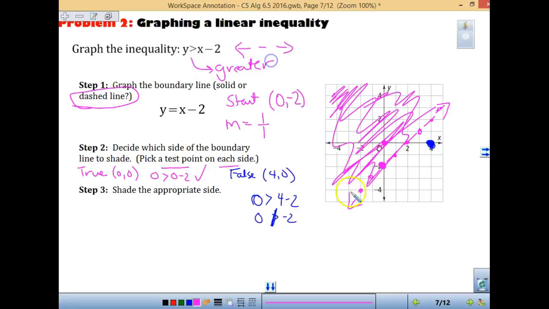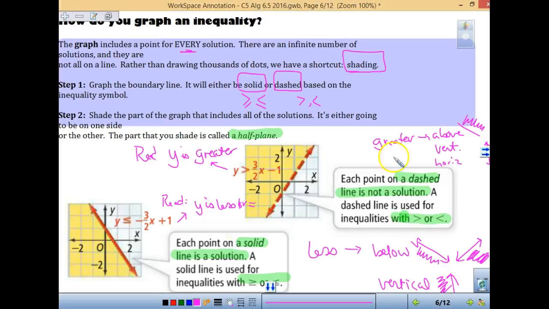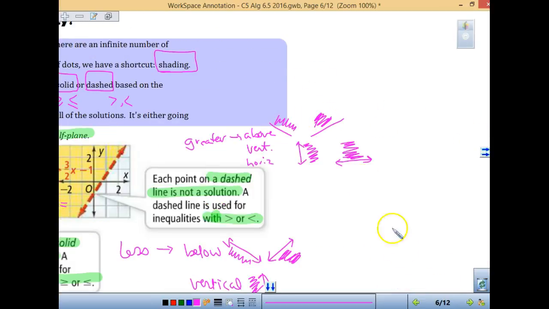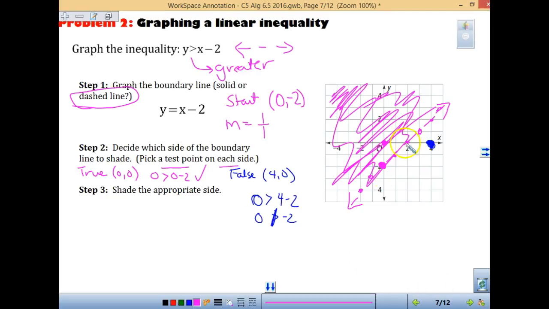Right? When we read that phrase greater, just like we just referred to back here, greater is going to be above the line. Okay? So when we look at that, that greater is always above the line. And this one makes sense because our checkpoint worked.